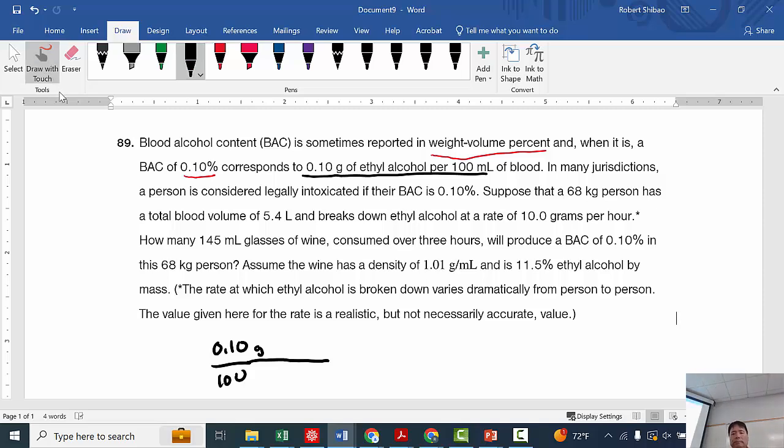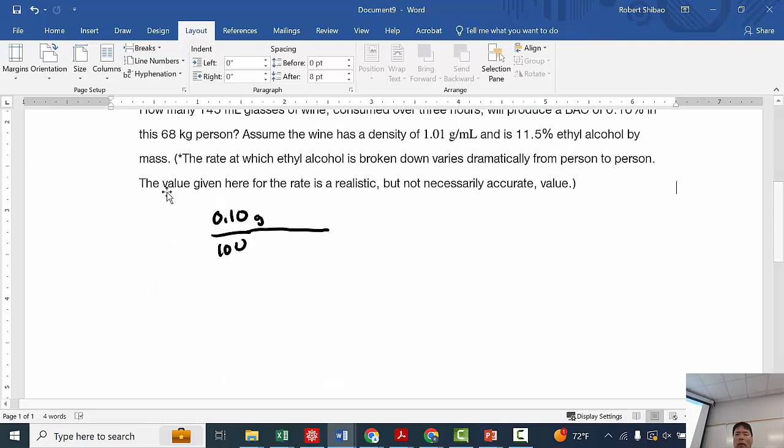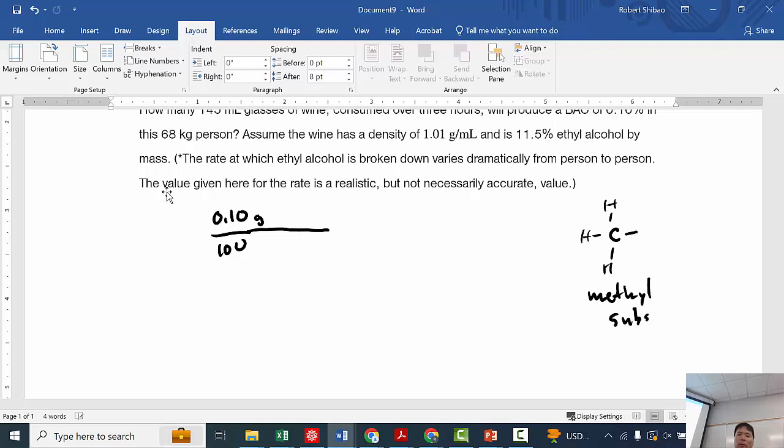Let's talk about ethyl alcohol. Ethyl alcohol has how many carbons? 2. And do you guys remember what a methyl group looks like? Yeah, it's a carbon with 3 hydrogens. Carbon likes to form 4 single bonds, so we have a dangling bond here. This is what we call a methyl substituent. We could attach this methyl onto something else, because we have an attachment point here.